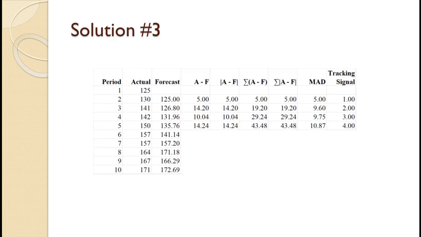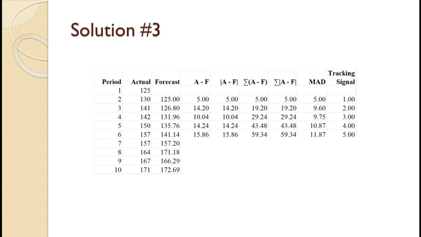Finally, the tracking signal is the cumulative A minus F value of 43.48 divided by the MAD of 10.87 equals 4.00. For period 6, 157 minus 141.14 equals 15.86. The absolute value of 15.86 is 15.86. The cumulative A minus F is 43.48 plus 15.86 equals 59.34. The cumulative absolute value A minus F is 43.48 plus 15.86 equals 59.34.